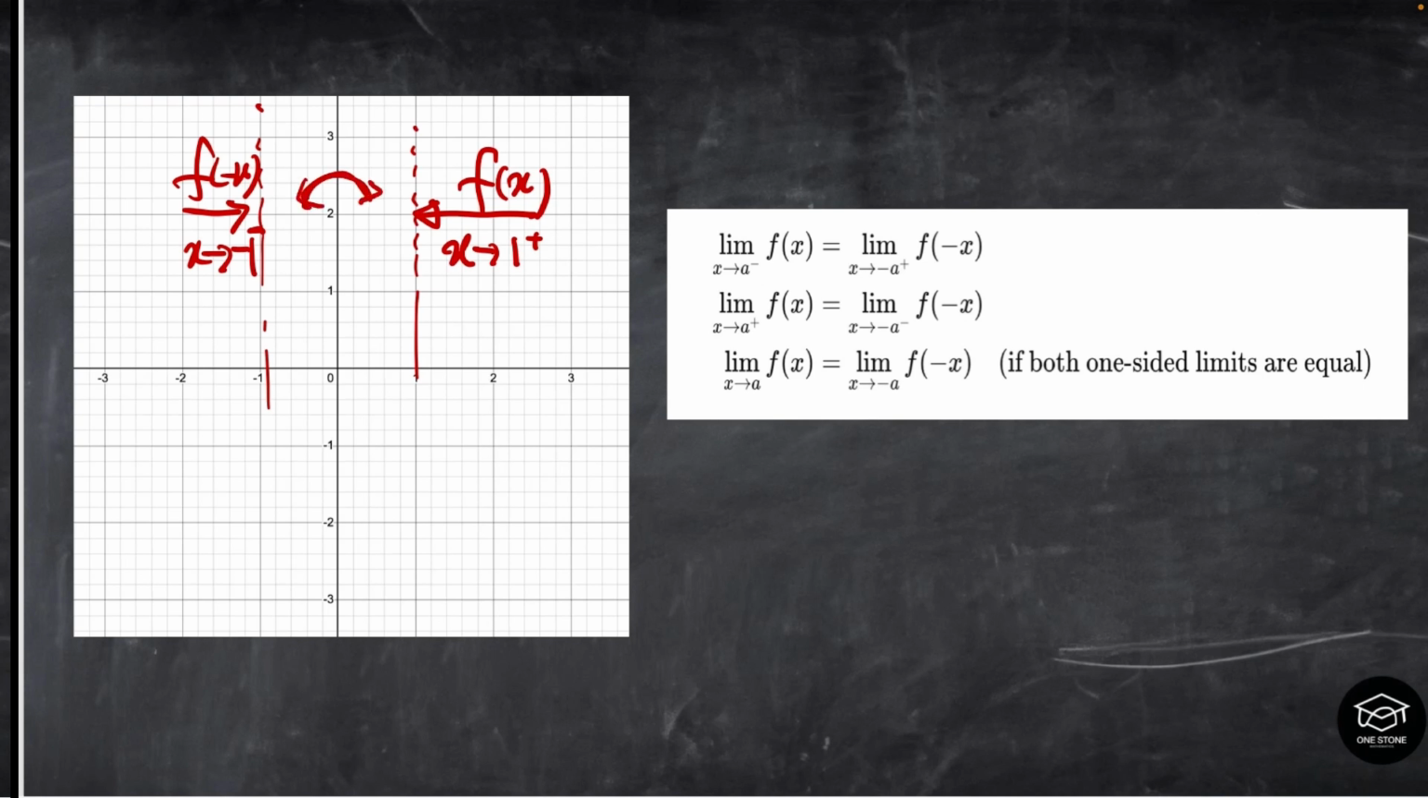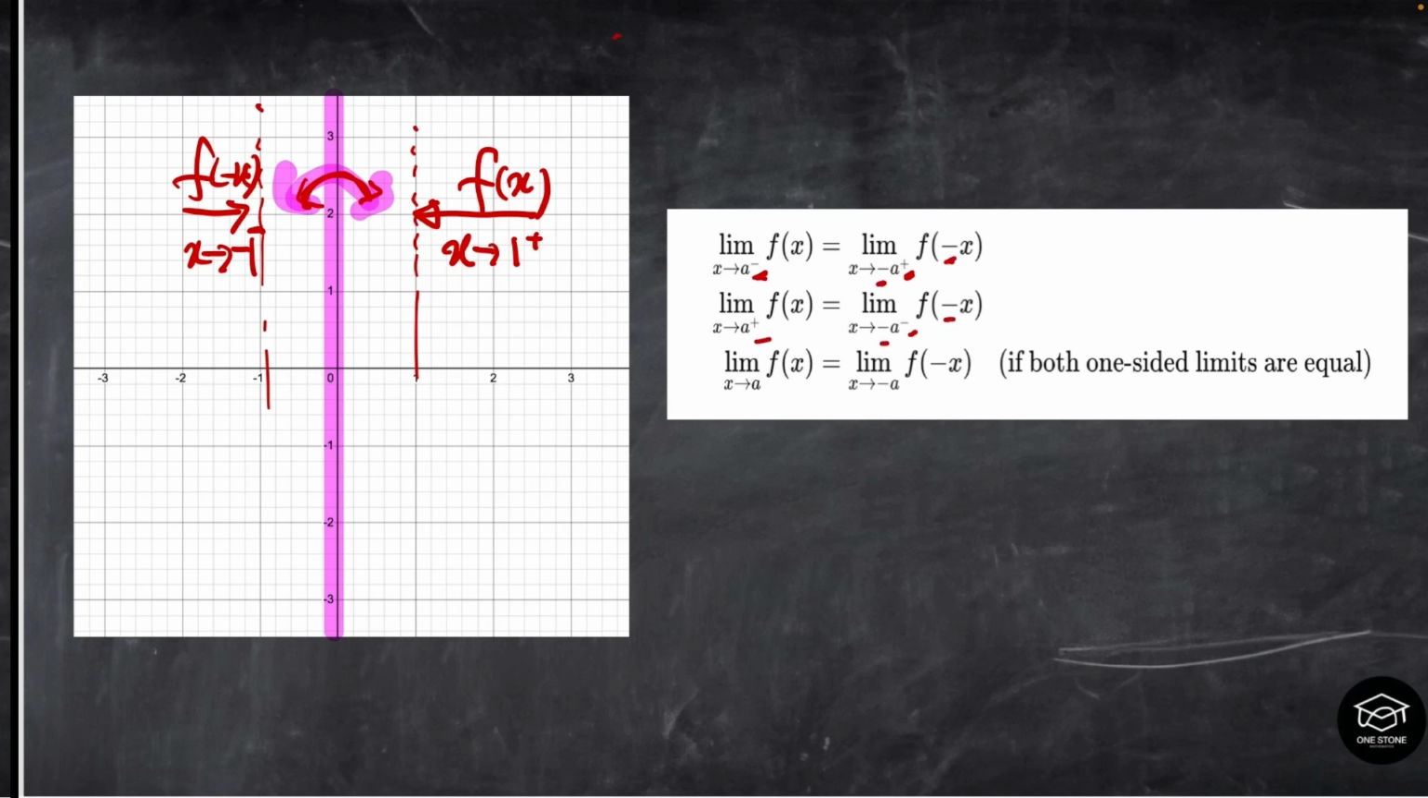That means the limit of f of x as x approaches 1 from the right is the same as the limit of f of negative x as x approaches -1 from the left. And here's a quick tip. When you want to solve problems faster, you can simply think of it this way. Just change all the signs.